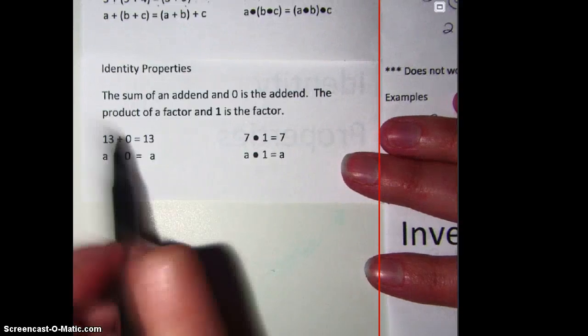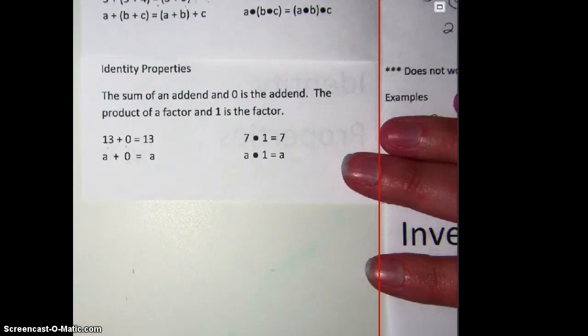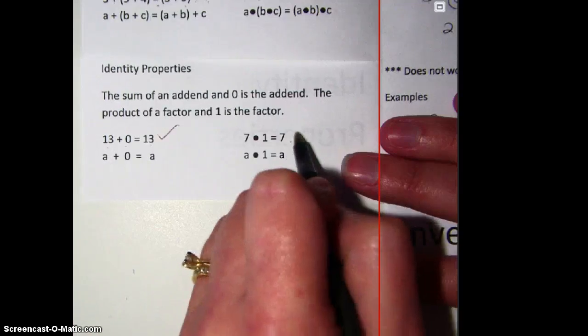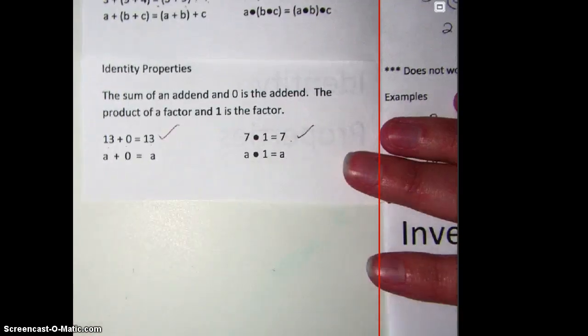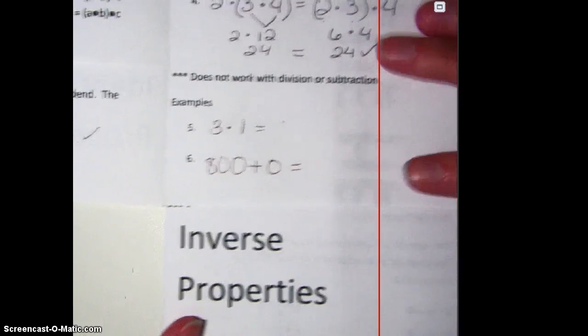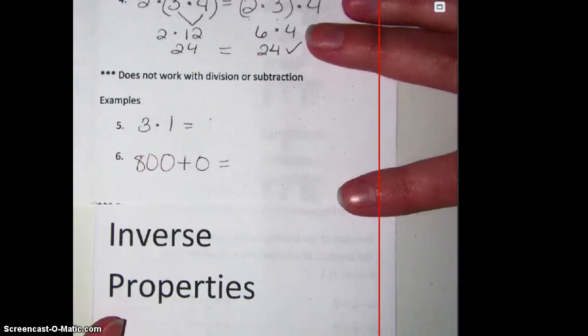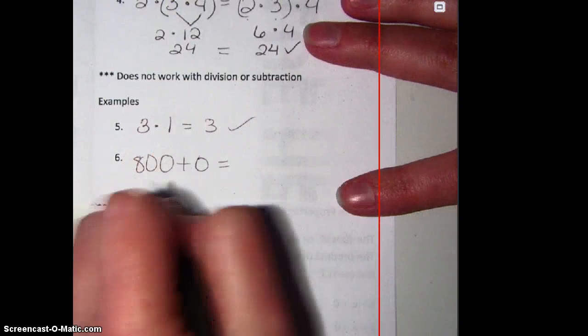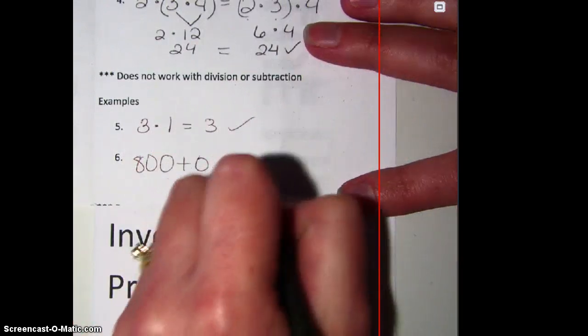For example, 13 plus 0 equals 13. Well, that's true. 7 times 1 equals 7. Well, that's true because we know our multiplication facts and our addition facts. Let's take a look at a few more examples just to make sure that we've got it. 3 times 1 is 3. That's true. 800 plus 0 is still 800.